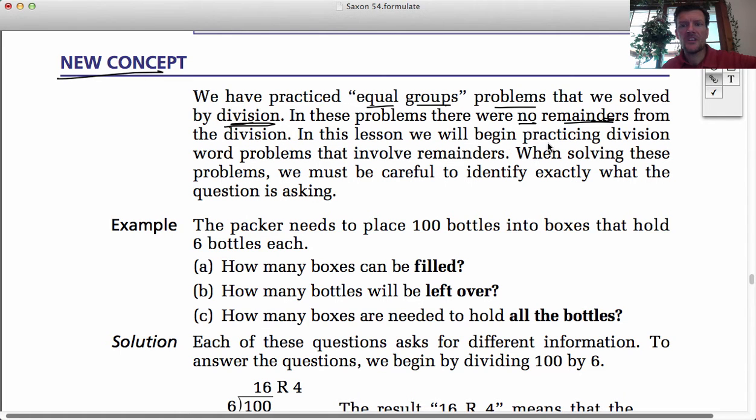In this lesson we will begin practicing division word problems that involve remainders. Remainders just means you have something remaining after you divide it into equal groups. It doesn't divide perfectly. When solving these problems, we must be careful to identify exactly what the question is asking. And that's true for any question, any type of problem. You really want to be very careful, focusing on what the problem is asking and then making sure you're answering that question.